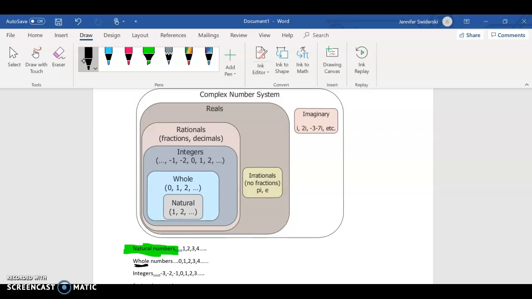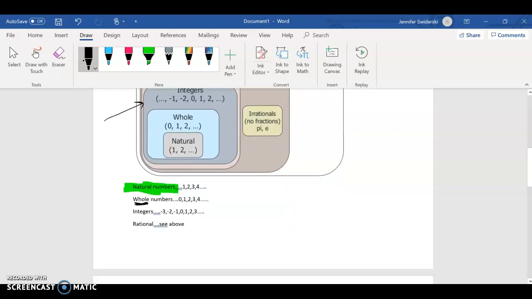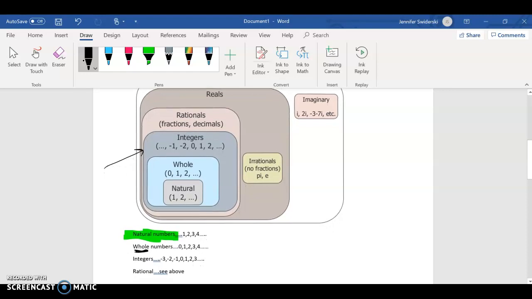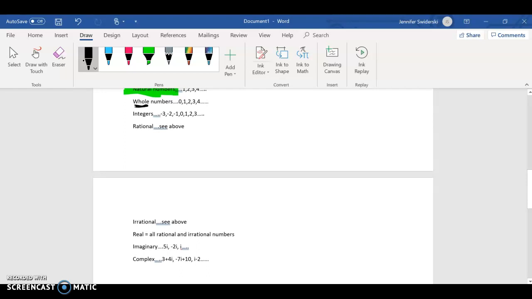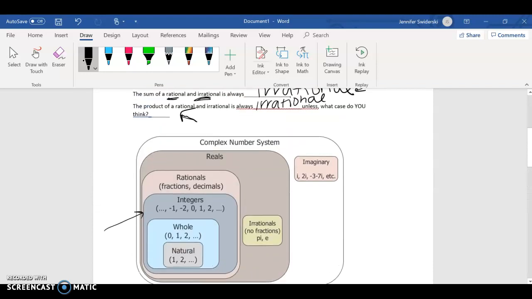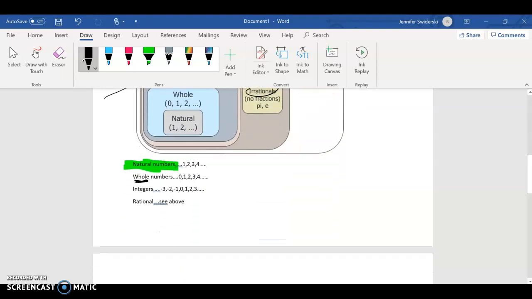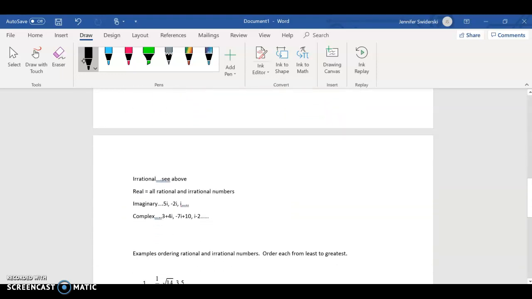Then you moved into integers. Well, integers include natural numbers and whole numbers, but now it's starting to use those negative numbers on the number line as well. We scroll down more. Rational numbers include fractions and decimals. And then we have irrational, which we went over above. Real numbers are all rational and irrational numbers. So everything, both rational and irrational, is a real number. And when you get to good old high school, in Algebra 2, you're going to learn about these imaginary and complex numbers. Yes, there's something called an imaginary number, and yes, that's a real thing. You guys will go over that in high school.